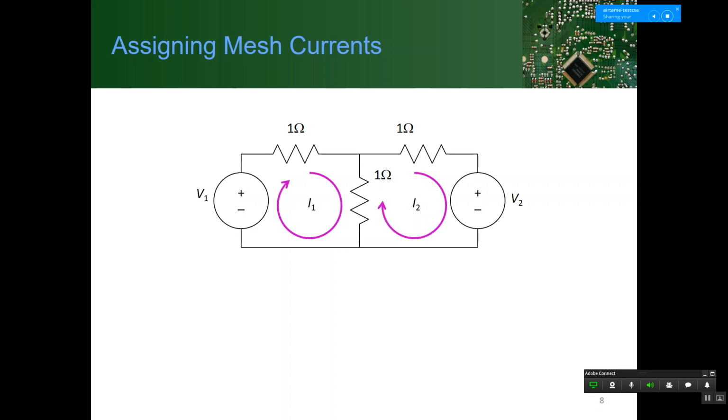Bronley. Say that again. The current goes from positive to negative. Okay, sure. What if there were 2 batteries in there that were kind of canceling each other out?